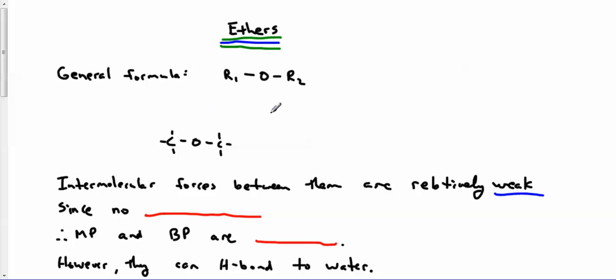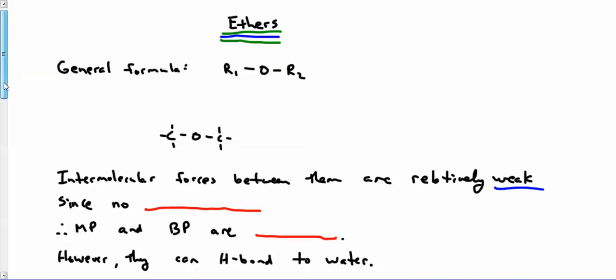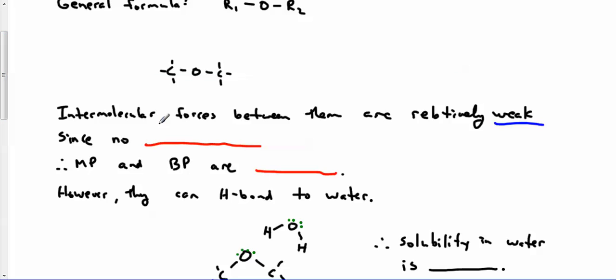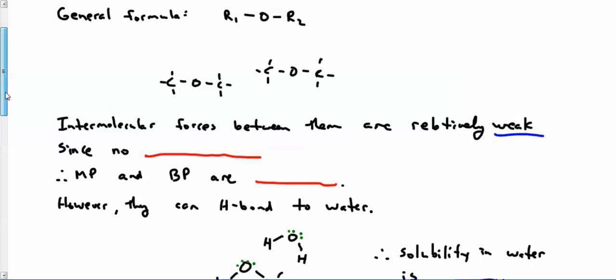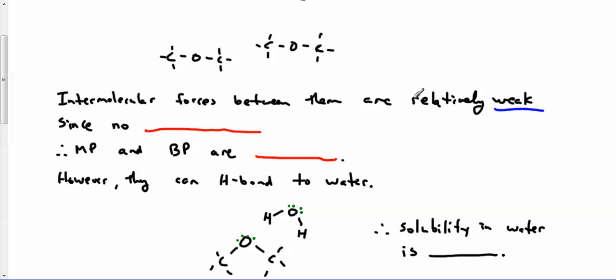The intermolecular forces between them are pretty weak, and I mean between one of these and another similar molecule. Not very strong at all. Why? Since there's no hydrogen bonding. That's the big one in organic chemistry. So when I'm talking about ethers like this, the melting point and the boiling point are going to be low.